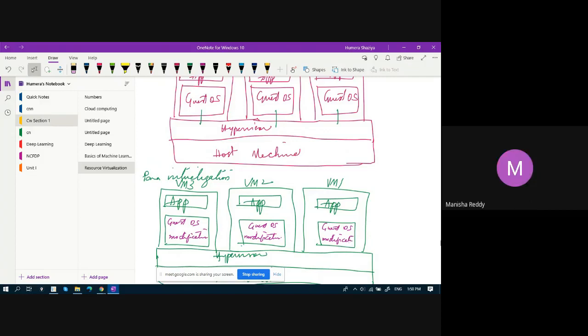Is that para virtualization is a guest OS modification? Yes, you're right. What does it mean? In full virtualization, the guest operating system directly interacts with the hypervisor without any modification, so they both can understand each other. Here, it's not the case. The guest operating system has to be modified in order to interact with the hypervisor because they both cannot speak the same language. Modification has to be done.